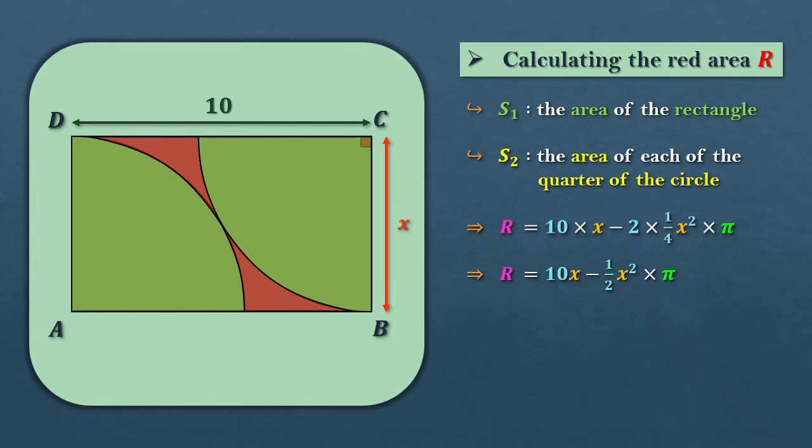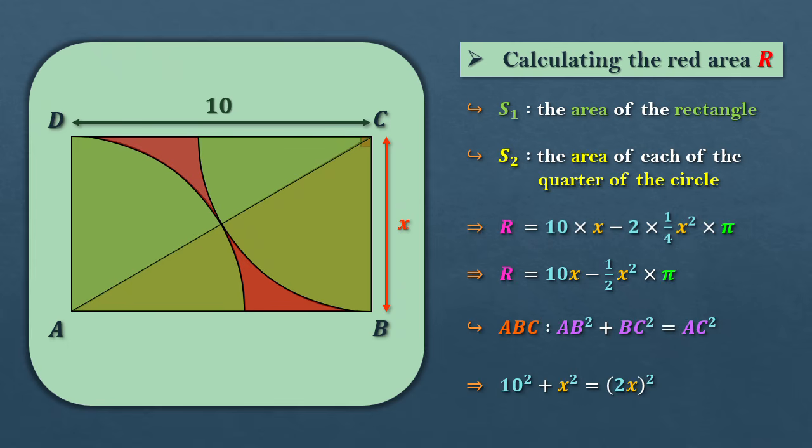Now to find the value of X, we draw the diagonal AC of the rectangle. We'll find that the triangle ABC is a right triangle at point B. According to the Pythagorean theorem, the square of AB plus the square of BC is equal to the square of the hypotenuse AC. The length AB is equal to 10. The length BC is equal to X. As for the length AC, it is equal to 2 times X, as the points A and C are aligned with the tangent point of the two quarters of circles.